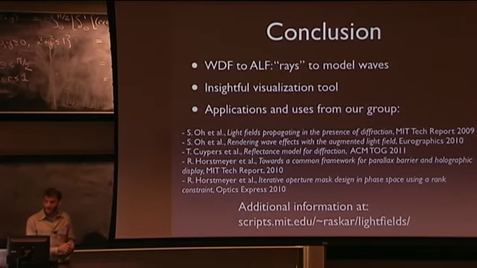So in conclusion, the Wigner distribution function, mapped as what we call an augmented light field where you just have negative rays, is a really useful way to model wave effects. And it's also an insightful visualization tool. It helps you see the wave effects without having to do a lot of messy integrals. And we have a number of applications from our group that we've started exploring, but it's still kind of new.